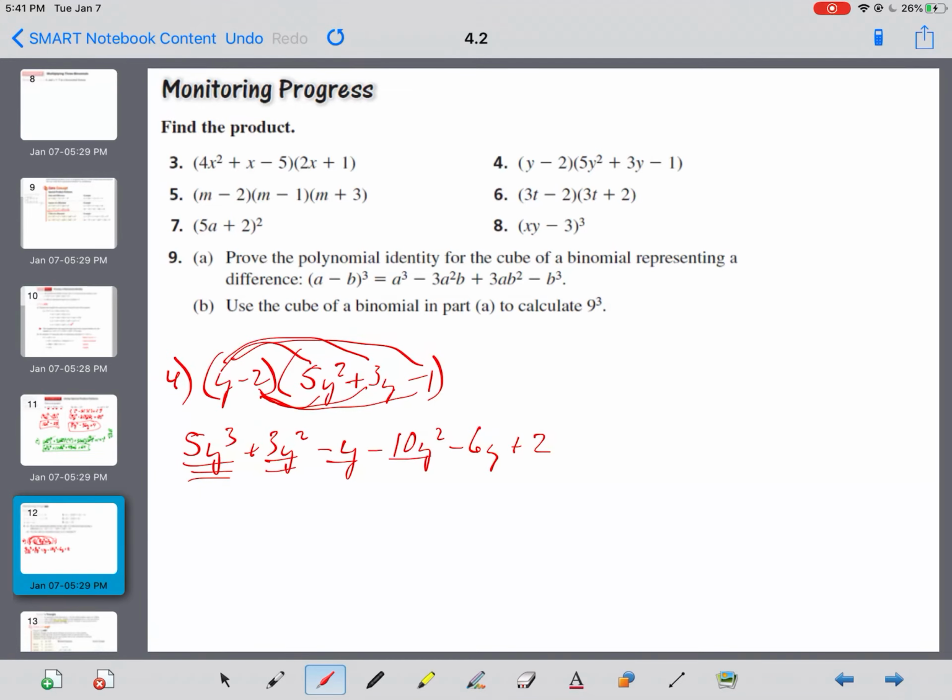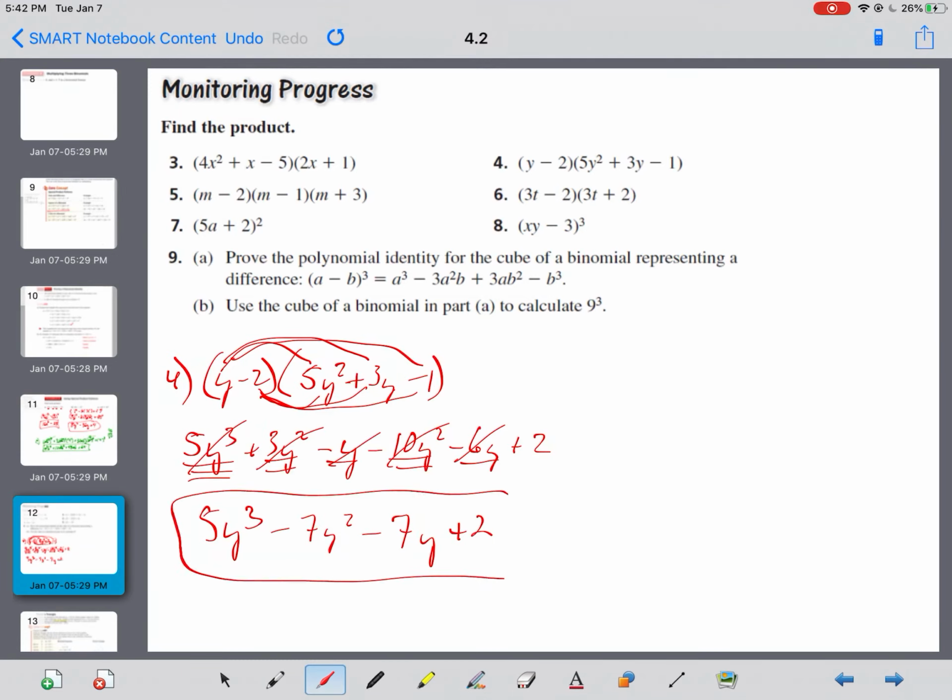3, 2, 1, 2, 1, none. 5y cubed stays. 3y squared and negative 10y squared is negative 7y squared. Negative y and negative 6y is negative 7y. Like sign, going to combine. Plus 2.